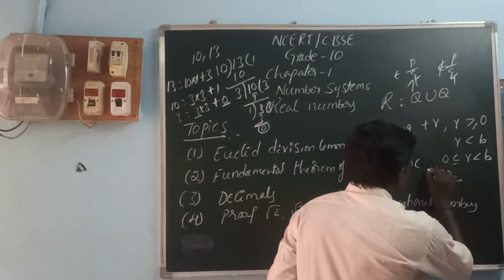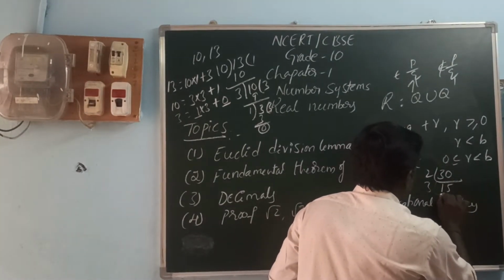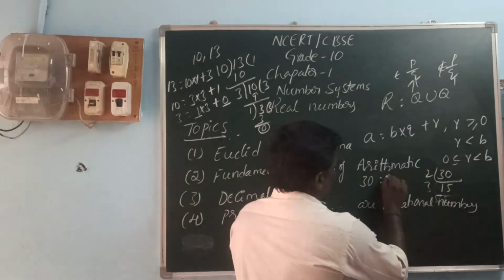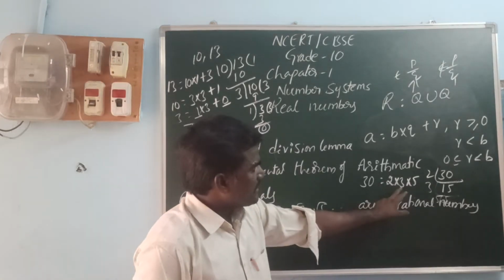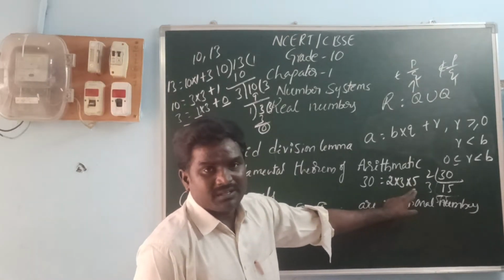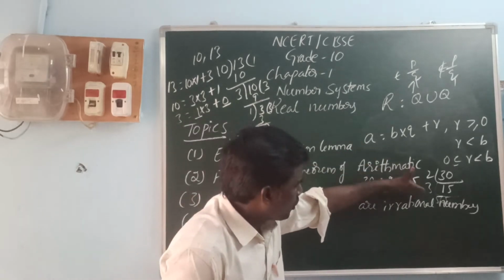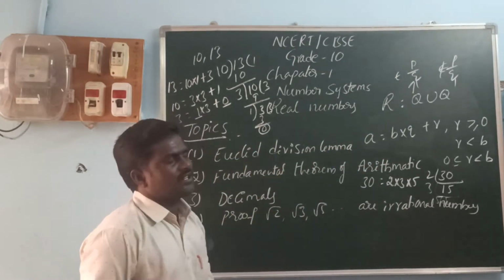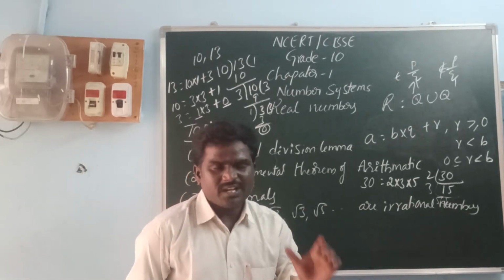In the division method, 2 fifteens are 30; you divide with prime numbers. 3 fives are 15, 5 ones are 5. So 30 we can write as 2 into 3 into 5. 2 is a prime number, 3 is a prime number, 5 is a prime number. Like this, any number can be written as a product of prime numbers. That method is called fundamental theorem of arithmetic or prime factorization method.